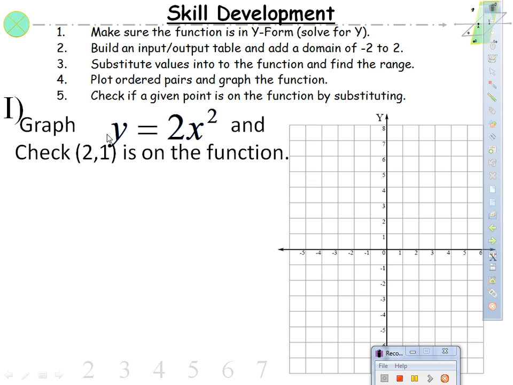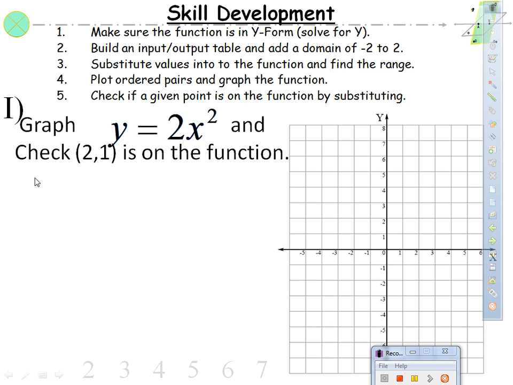So first things first, we need to graph it. To do that, you already wrote this down. First step, it says solve for y. Is it already solved for y? Yeah, they already did that for us. Step 2, build an input-output table. Kind of like the warm-up. We got a table going, didn't we?